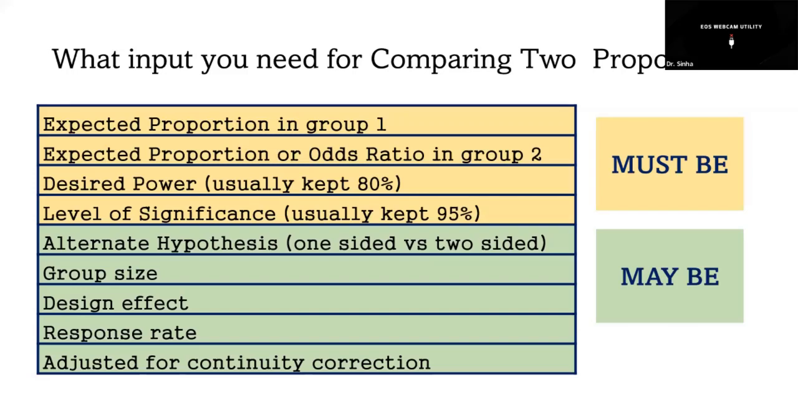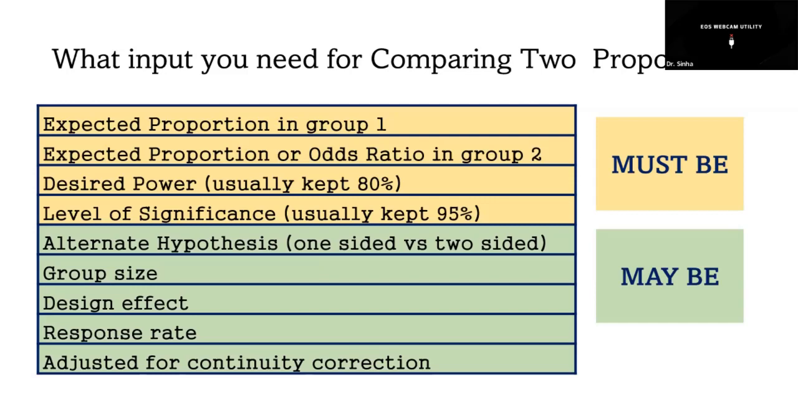A two-sided hypothesis means you say that the mortality in male can be higher or lower than female. This is two-sided. Or with a one-sided hypothesis, you can say that mortality will always be higher in male. So generally, we always take a two-sided hypothesis. The only difference is that with a two-sided hypothesis, the calculated sample size is a bit higher as compared to the one-sided hypothesis. Then group size means how many males and females, how many numbers you have to take.